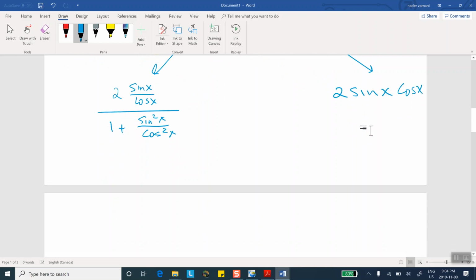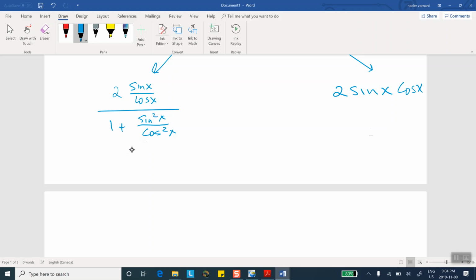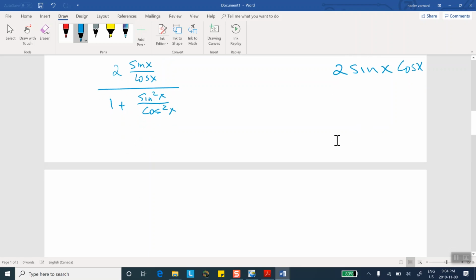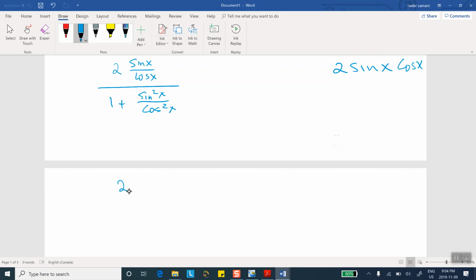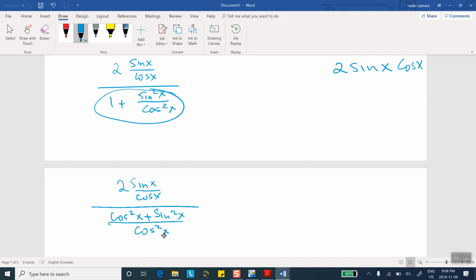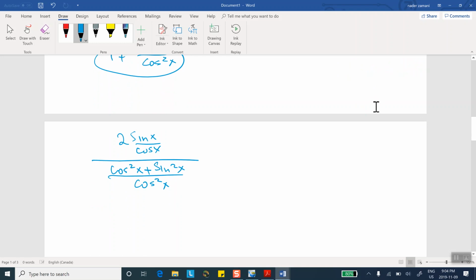Okay, so let's move on. Let's play with this guy. Let me write it down here. 2 sine x over cosine x. These are basic algebra operations you should be able to do, taking common denominator of this, divided by cosine squared x. Okay, and this is 2, this guy is 1, right? 2 sine x over cos x divided by 1 over cos squared x.